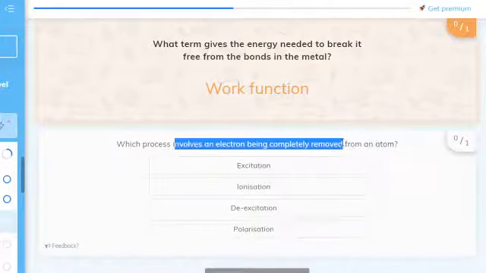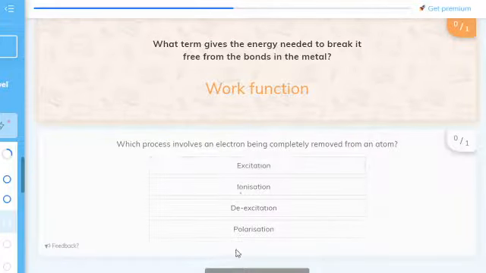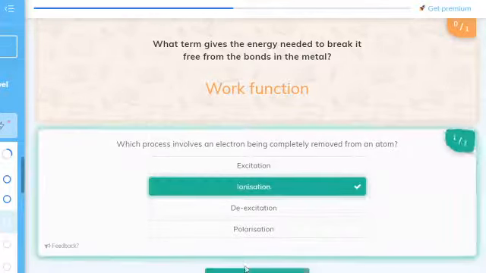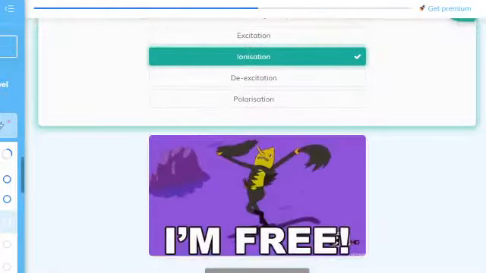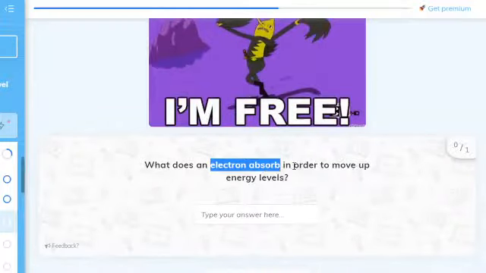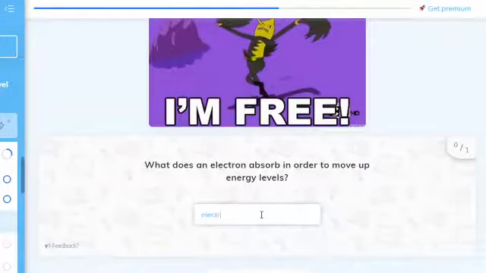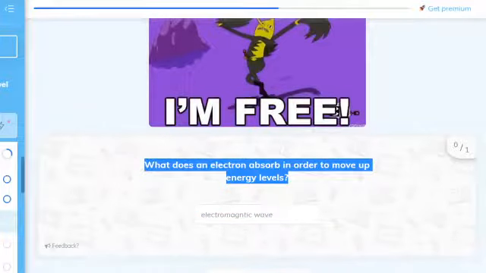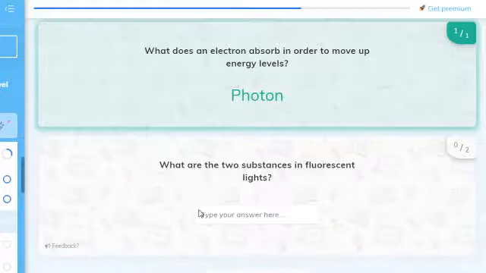What process involves an electron being completely removed from an atom? Well, ionization does. But that's like chemistry, really. What does the electron absorb in order to move up energy levels? Electromagnetic radiation? It's electromagnetic waves, really, is it not? Nothing? I swear it is. So no electromagnetic waves? I think it might be. The answer was light or photons.